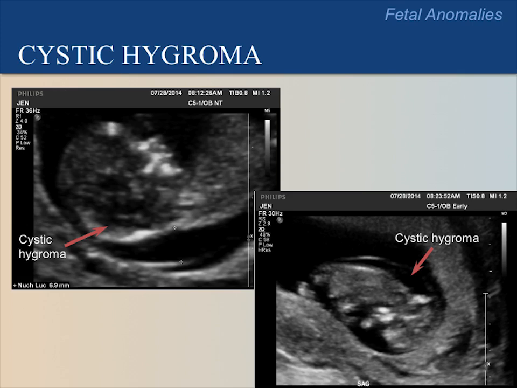Here are 2 more examples of how a cystic hygroma might appear in a young fetus. In the left image, you can see a cystic mass behind the fetus's head. In the right image, you can see that the cystic hygroma extends behind most of the fetus's body.